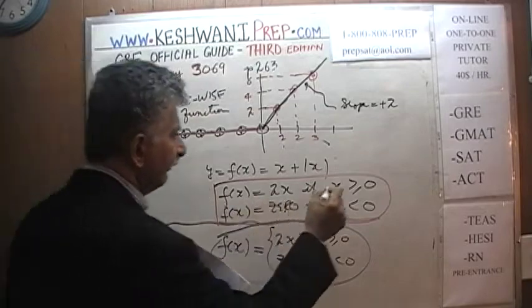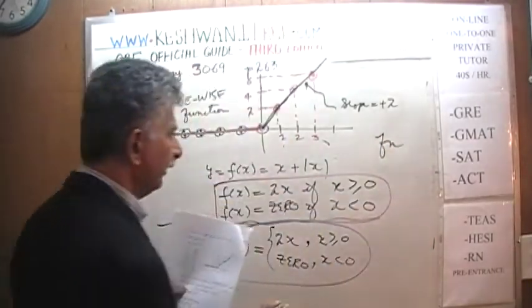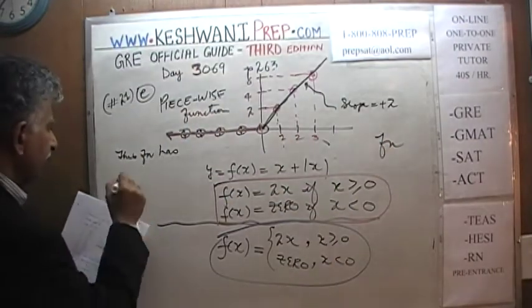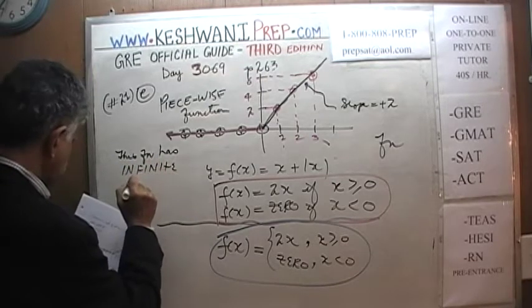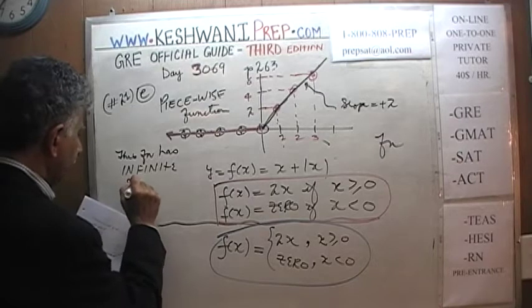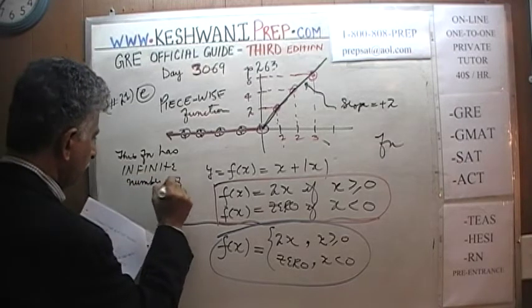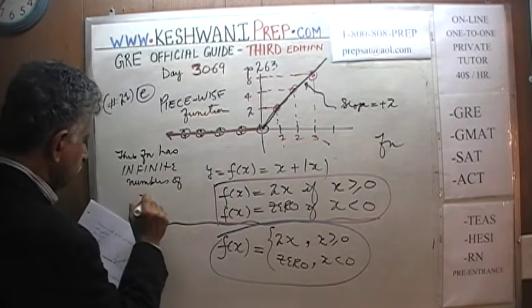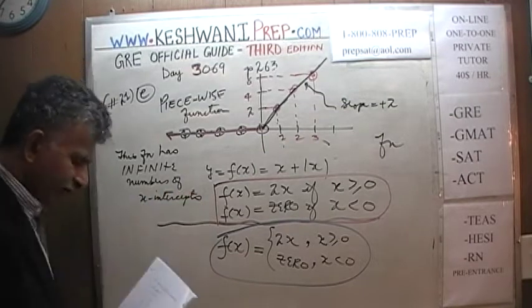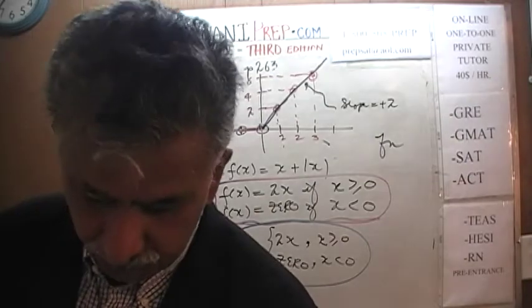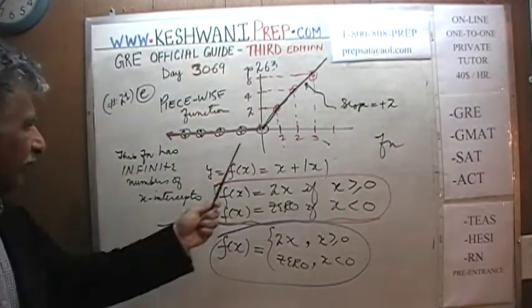This function, and this is how we abbreviate function, fn for function, has infinite numbers of x-intercepts. How many of them? Infinite numbers. All the negative values and zero. Infinite numbers. We can't count them.